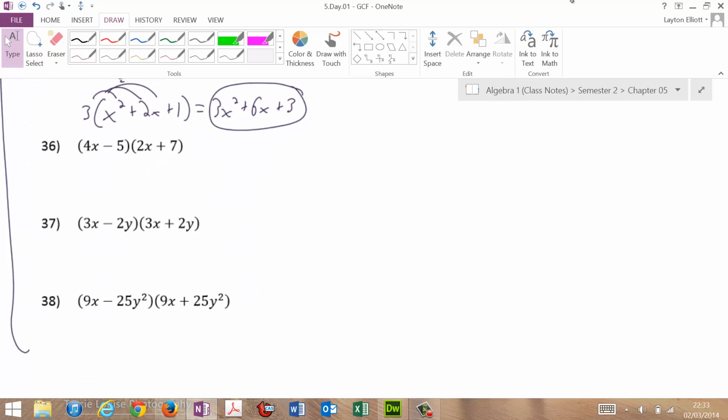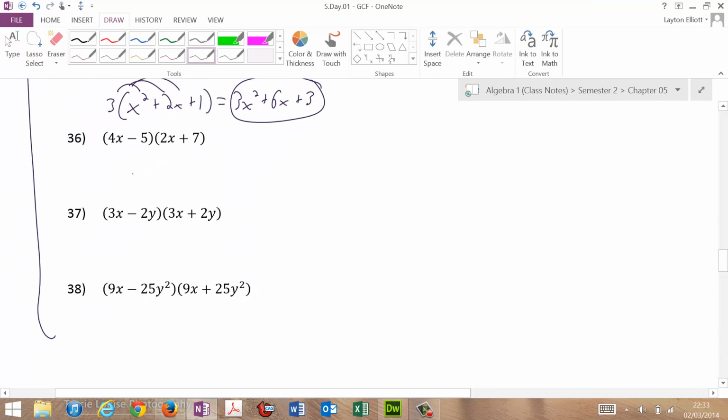It's actually already factored. I'm going to give the problem 36. If I multiply the first two together, I get 8x squared. My outer is 28, and my inner is negative 10. So that's negative 18x. And then last is negative 35.